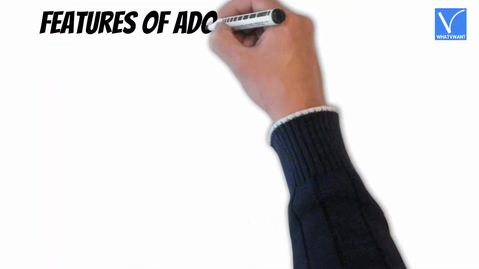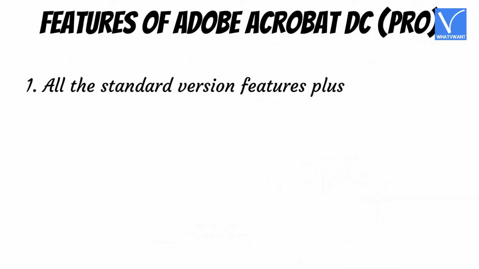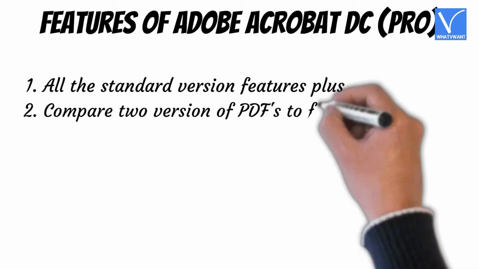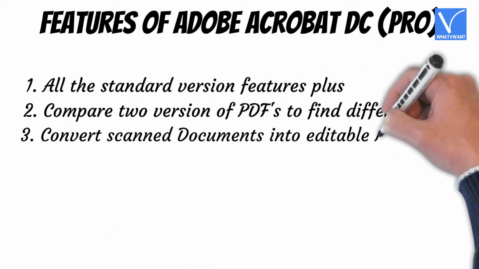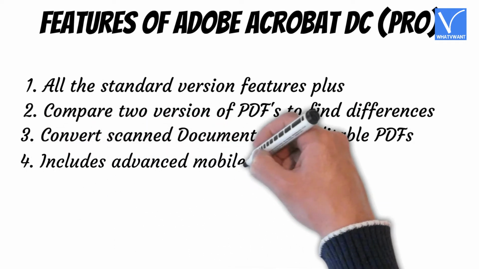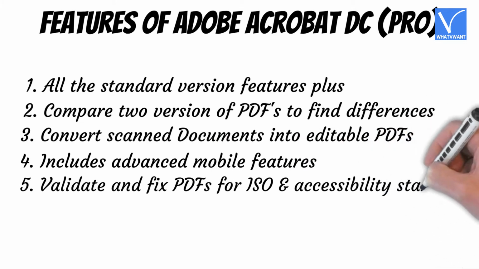When it comes to Pro version, you get the features like all the Standard version features plus: Compare two versions of PDFs to find differences. Convert scanned documents into editable PDFs. Includes advanced mobile features. Validate and fix PDFs for ISO and accessibility standards.